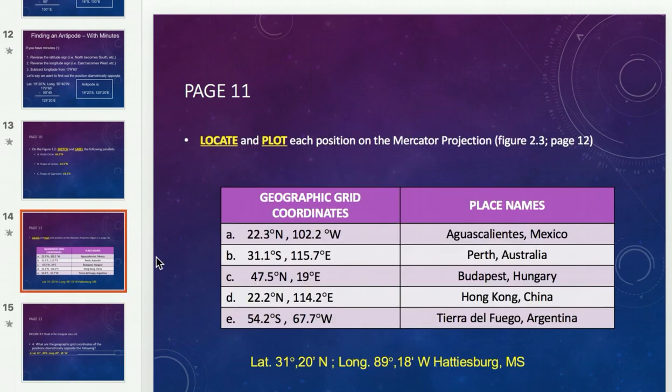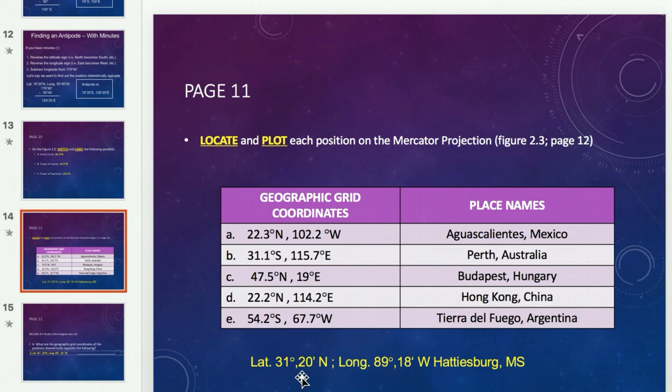Your latitude for D is going to be given to you. It is Hattiesburg, Mississippi. So it's going to be 31 degrees, 20 minutes north, with a longitude of 89 degrees, 18 minutes west. That's Hattiesburg, Mississippi. So on D on page 11, number 4, write this in.